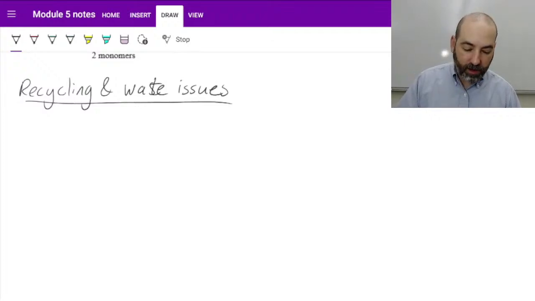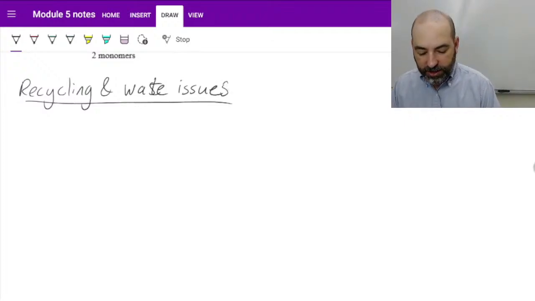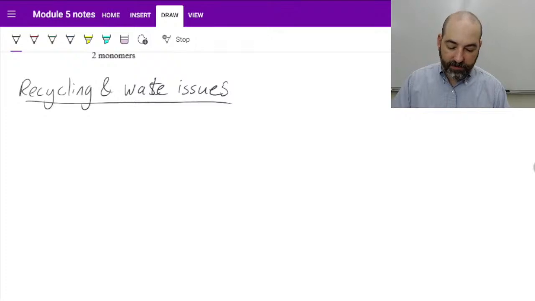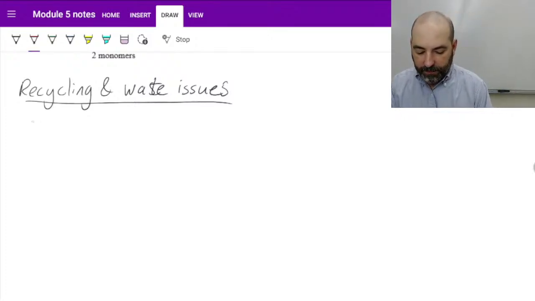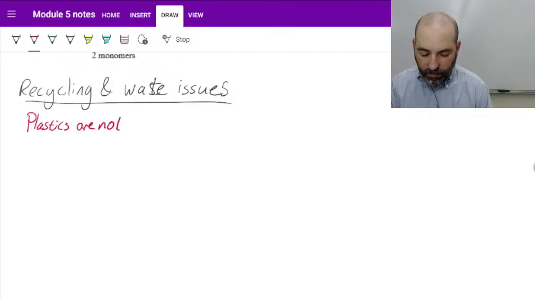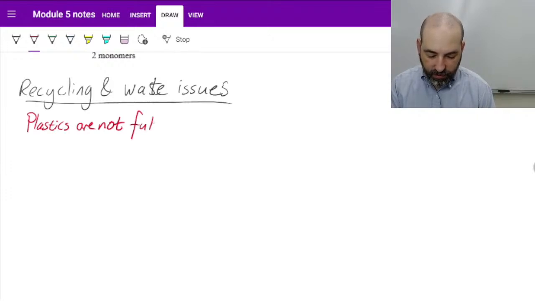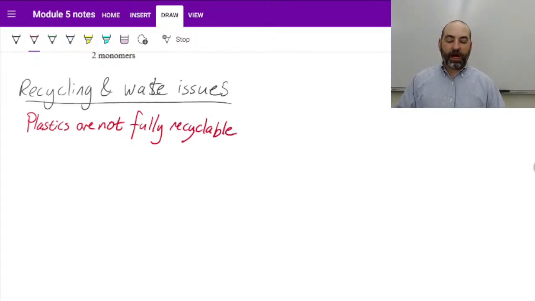So how do we balance some of these issues around plastic? Well, I think the first thing to recognize is that all plastics are not, let's qualify this and say they are not fully recyclable, which surprises a lot of people.